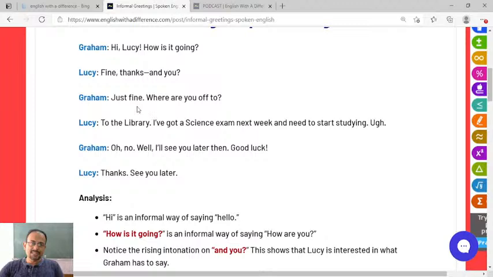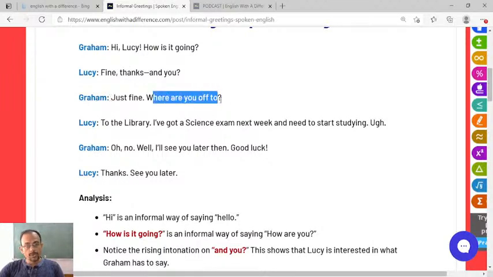So, can you see here the same rule applies, dear students? When Graham asks, how is it going, Lucy doesn't say, I'm fine, thank you. She just said, fine, thanks, and you. So instead of saying, how are you, she said, and you. Sometimes in informal context, we make it even shorter. In formal expression, we are short, but in informal situation, we are further short. So instead of saying I am fine, he says just fine.